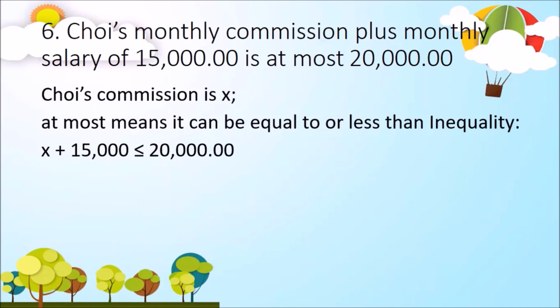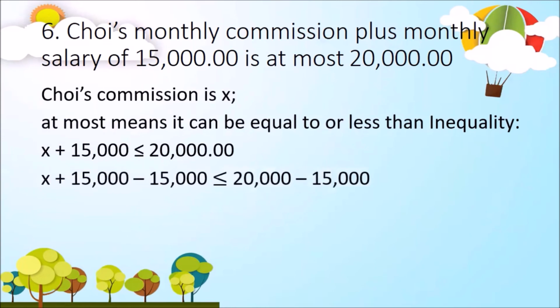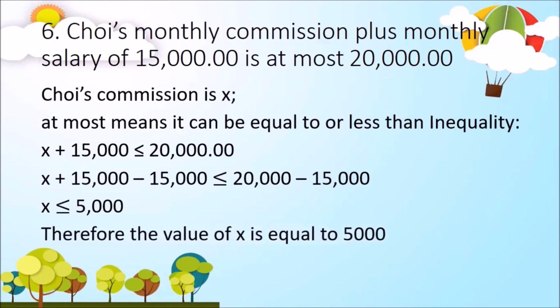So enough na hanggang dito lang. Pero kung i-continue natin, we add negative 15,000 or subtract 15,000. So we have x plus 15,000 minus 15,000 less than or equal to 20,000 minus 15,000. So simplify, x is less than or equal to 5,000. So yun po kung paano tayo mag-compute. Therefore, the value of x, or the monthly commission of Choice, is at most 5,000.